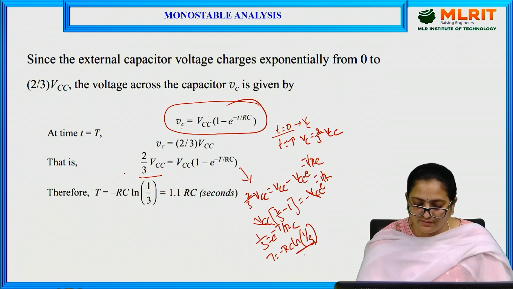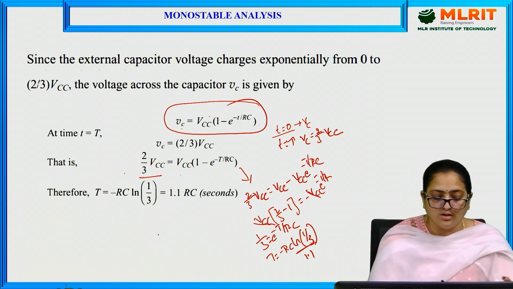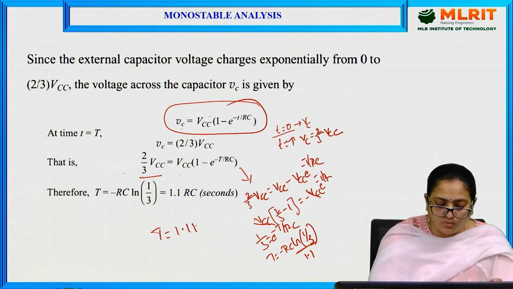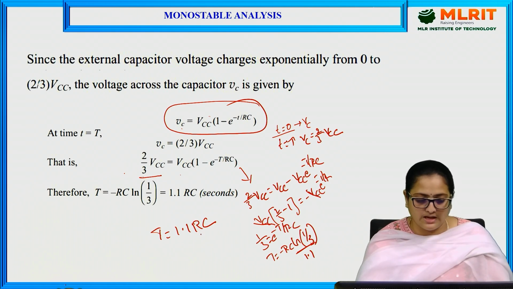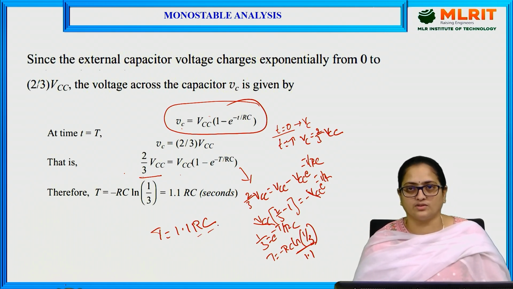The log 1 by 3 value is approximately 1.1. So, t is given as 1.1 RC. This R and C are the external resistor and capacitor values.